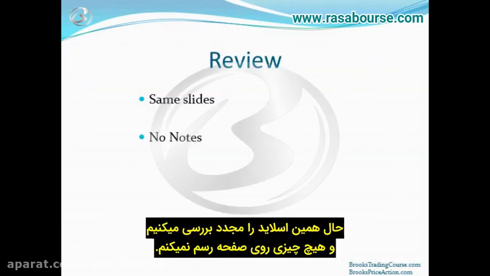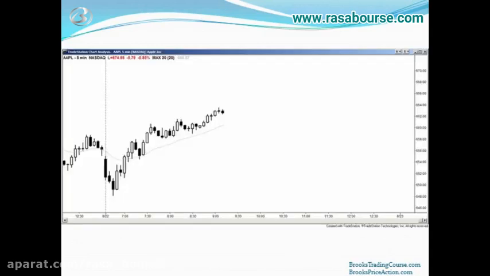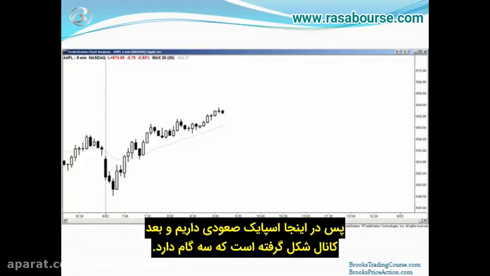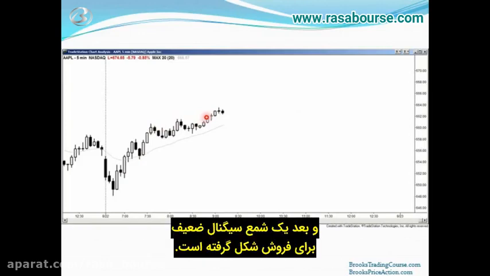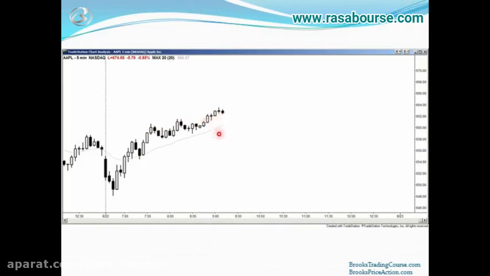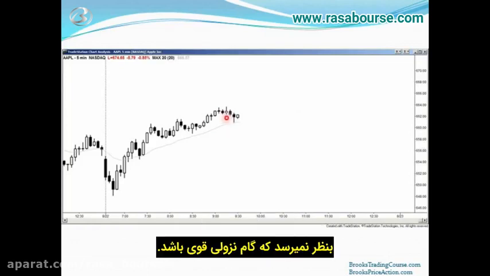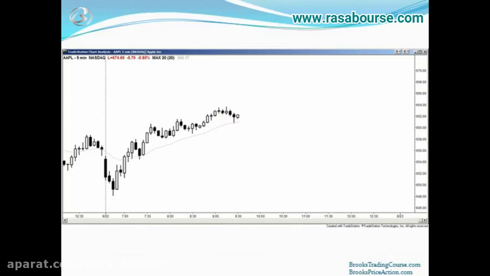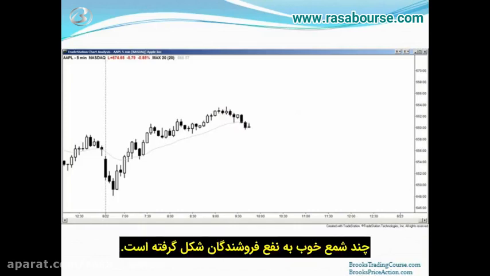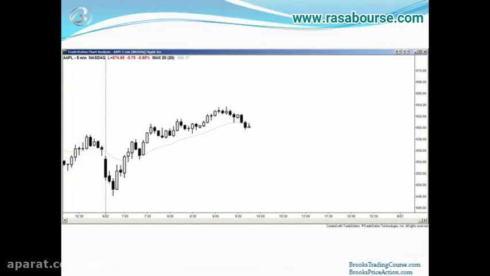Let me go through the same slides without marks on the chart. So this is the spike up in the channel with possible 3 pushes and a weak sell signal bar. Second entry short below this bear bar does not look like a strong sell-off. Good bar for the bears, a couple good bars for the bears.